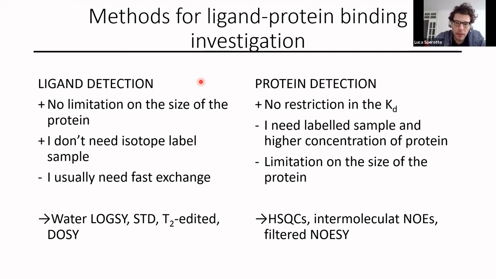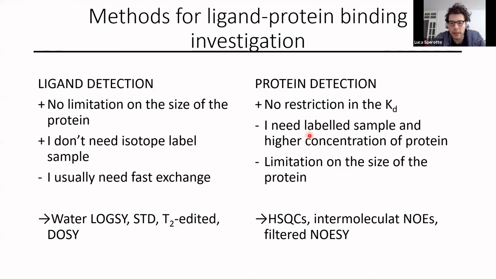So there are two approaches. You can go with the ligand detection, so you detect the signal of the ligands, or you can go with the protein detection, so you try to detect only the signal of the protein. Obviously, the main advantage of ligand detection is that you don't have the limitation on the size of the protein, because NMR has a limitation as you go to big proteins.